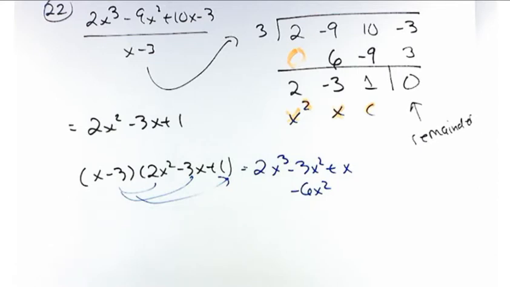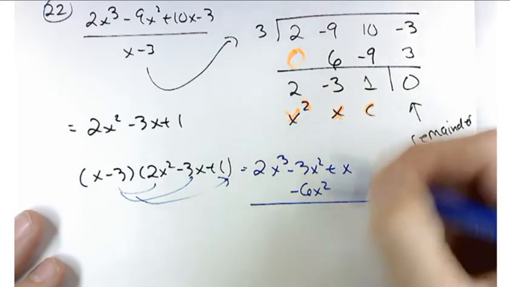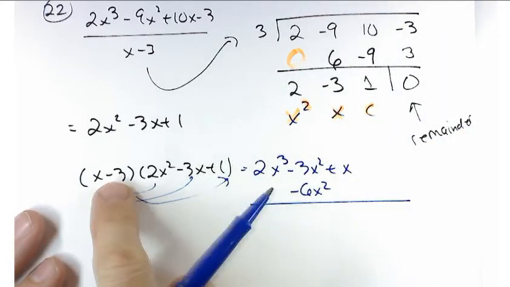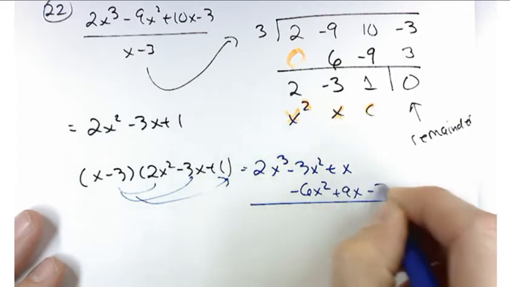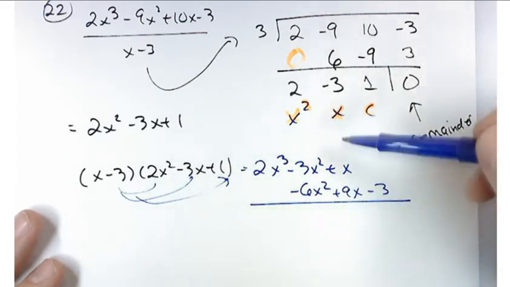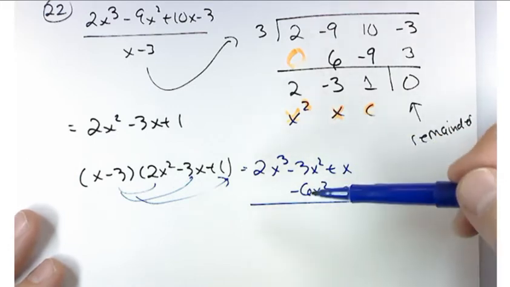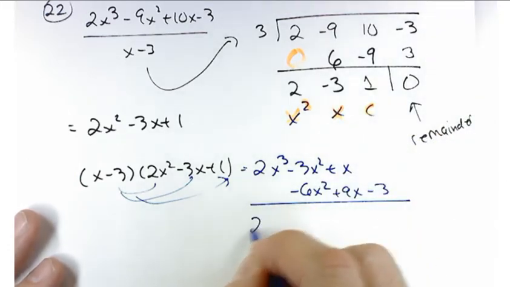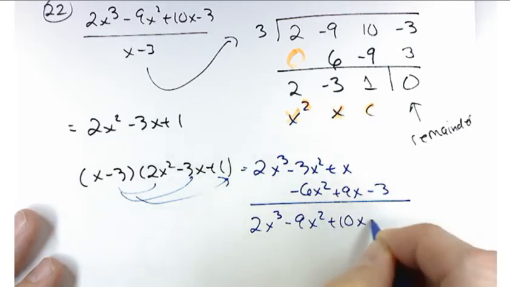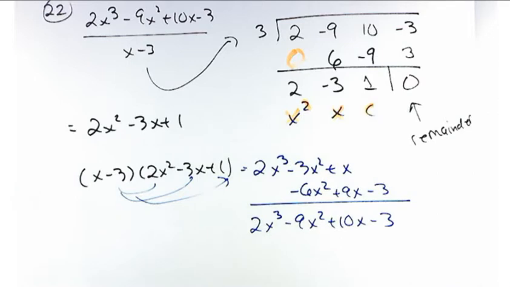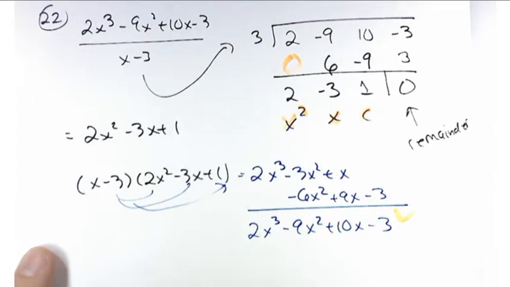And the trick in doing that is to write the minus 6x squared here. Why would I want to write it here? They're like terms. I can add them. So minus 6x squared plus 9x minus 3. And notice that I've written the like terms together so that it's easy to add for myself. I get 2x cubed minus 9x squared plus 10x minus 3. That was easy. Cool. All right, so it checks. It's exactly what I wanted.